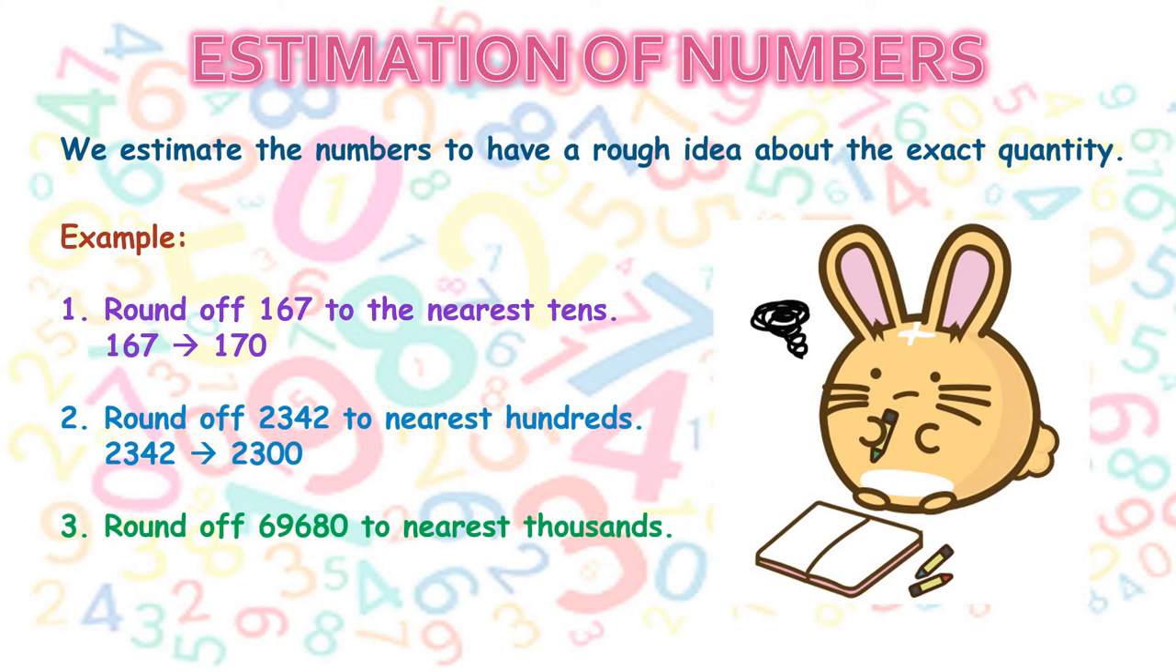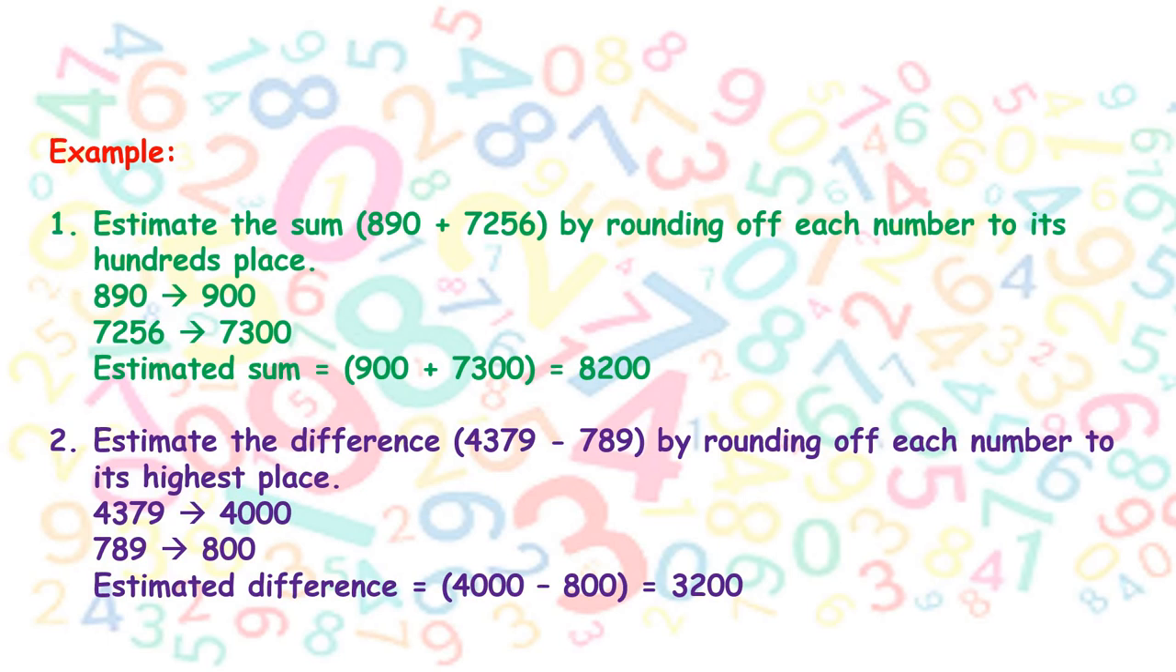Next, round off 69,680 to the nearest thousands. Now in this case we will look at the hundreds place digit. It is more than 5, so all the digits after the thousands place will become 0 and 1 will be added to the thousands place digit, that is 9. Now when 1 is added to 9, it will become 10, right? So 10 is not a digit, so we will add 1 to the 10,000s digit as well, so it will be rounded off as 70,000.